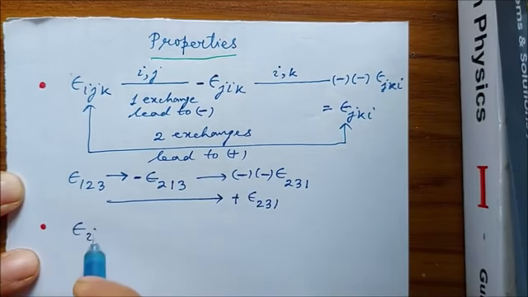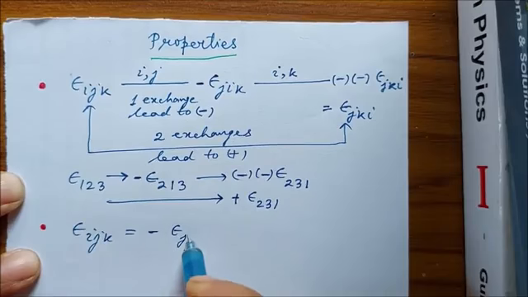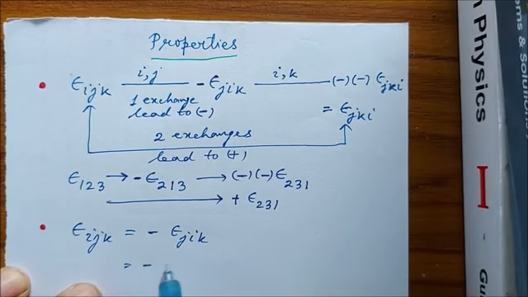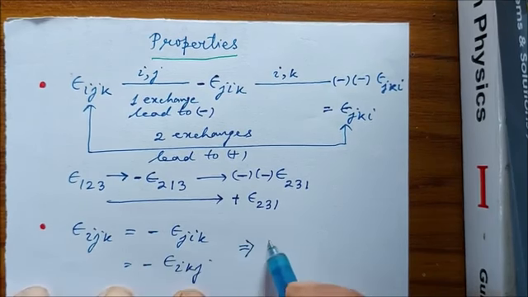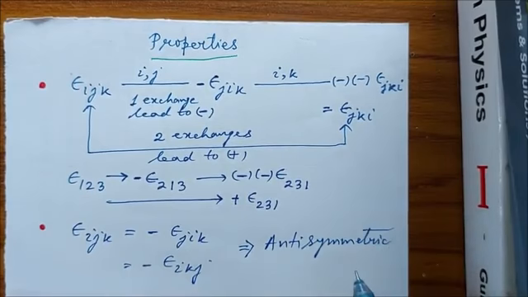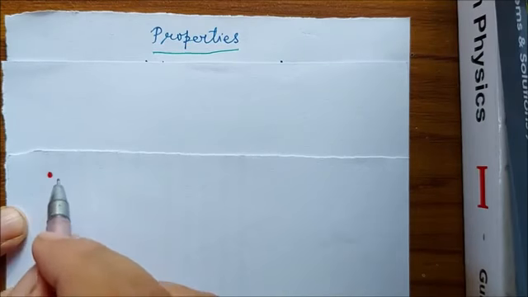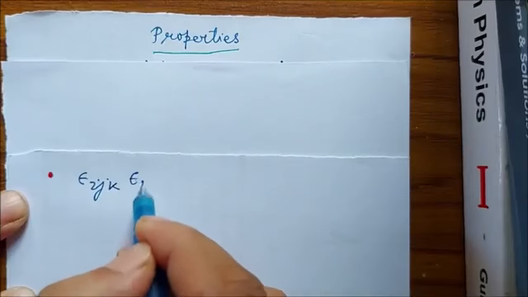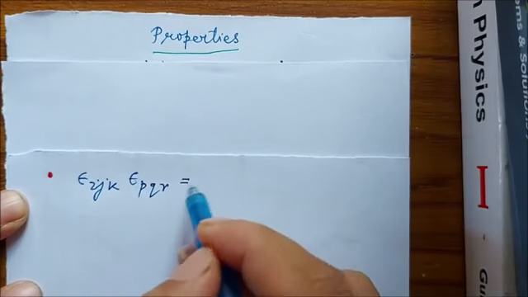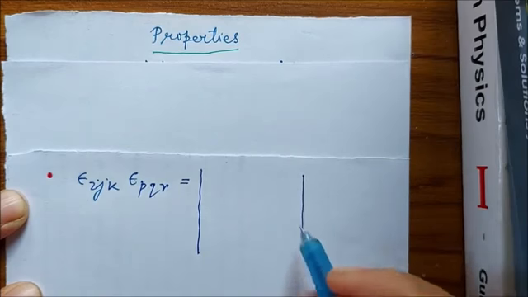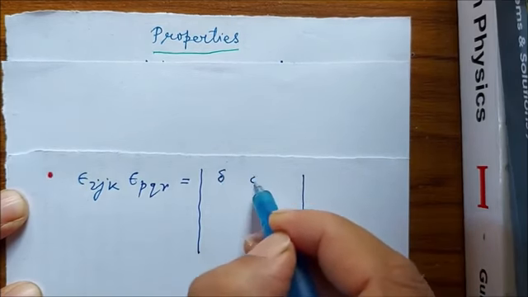The relation obtained by interchange of I and J, or we can obtain a relation by interchanging J and K, means that the Levi-Civita symbol is antisymmetric. We shall express the Levi-Civita symbol in terms of Kronecker deltas as follows. This product can be expressed through a determinant, the rows and columns of which are populated by Kronecker deltas.